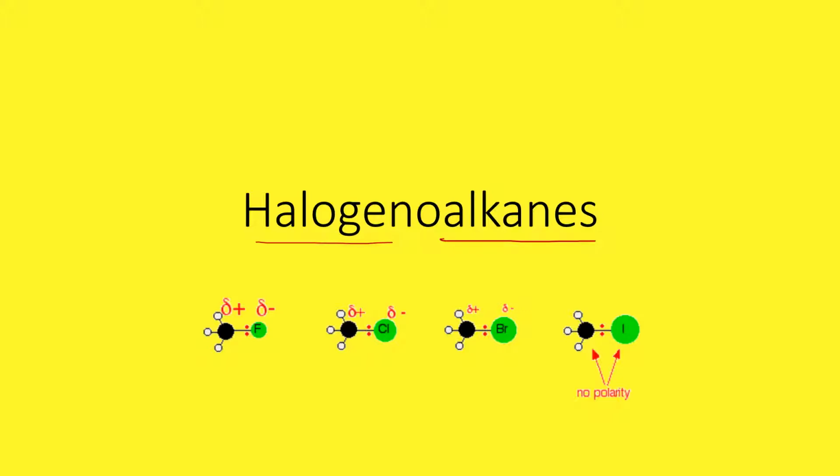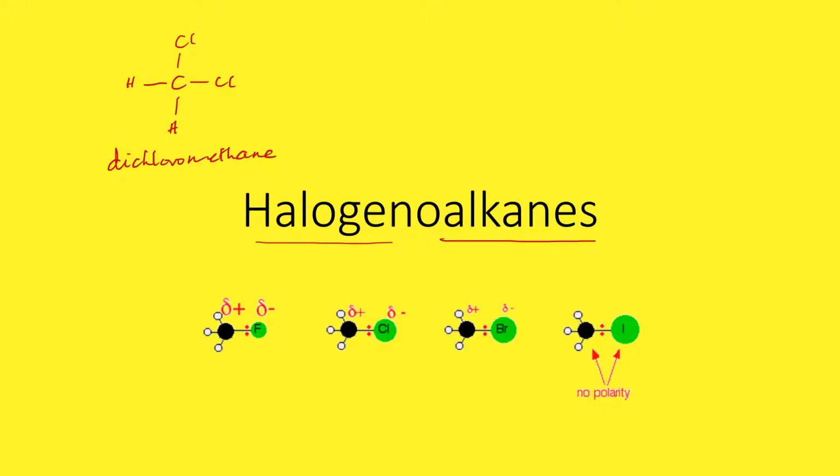So let's have a look at a few examples. So you could have dichloro. Here we've got two chlorines hanging off a carbon, and if we've only got one carbon, the others are hydrogen, then this would be dichloromethane. Dichloromethane would be one example.